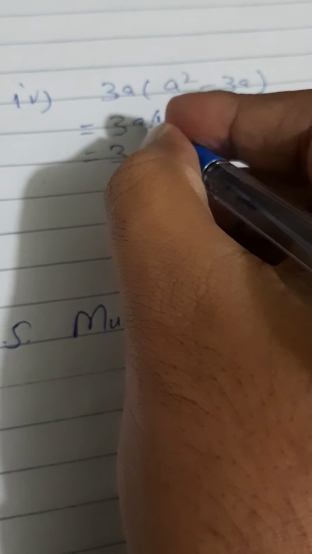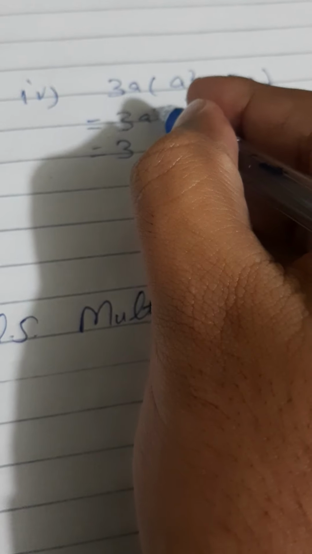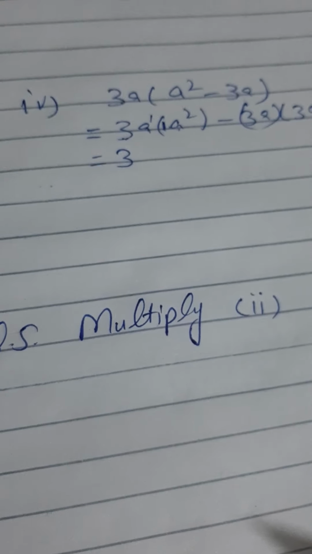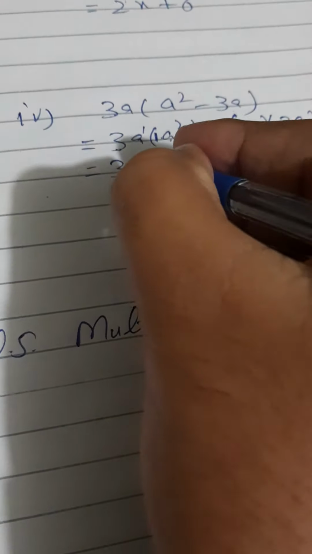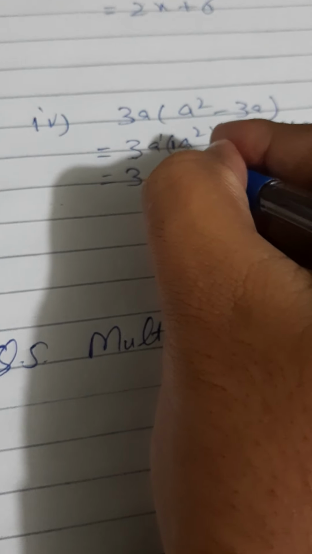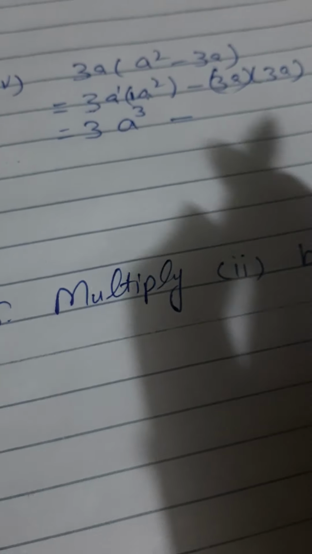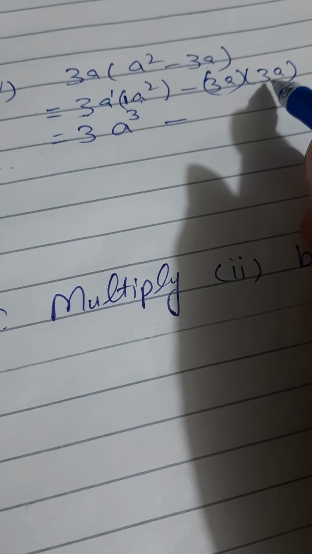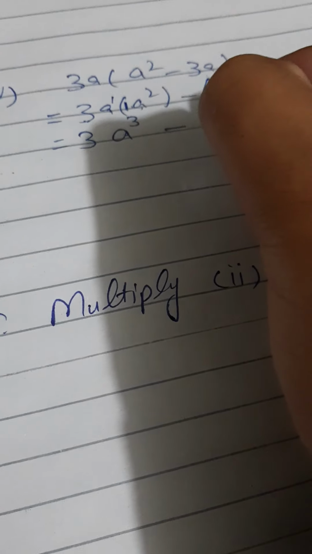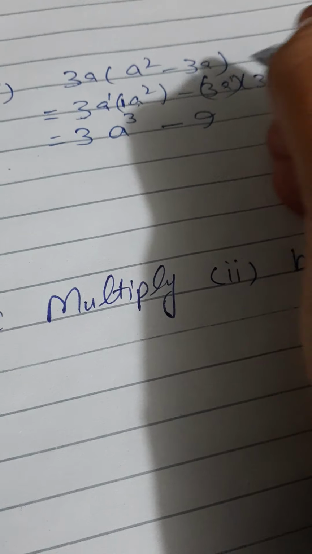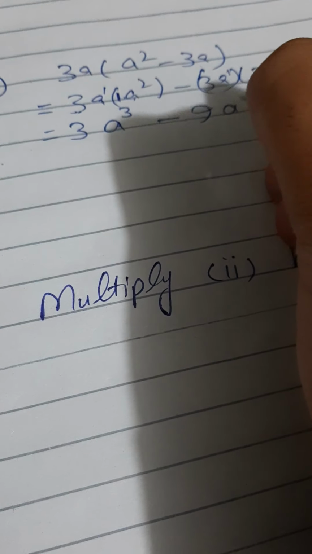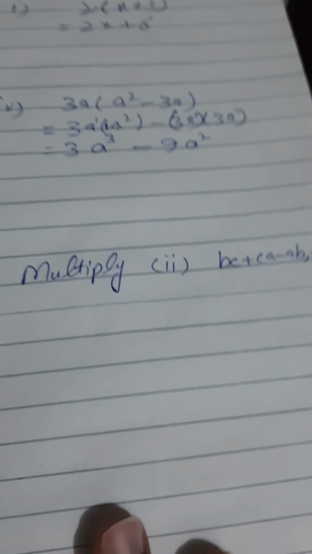A multiply with a square. A has one power. Bases are same, their powers will be added. So a raised to power 3. Minus 3 multiply 3, it's 9. A raised to power 1, a raised to power 1, so it's a square. It's simplification.